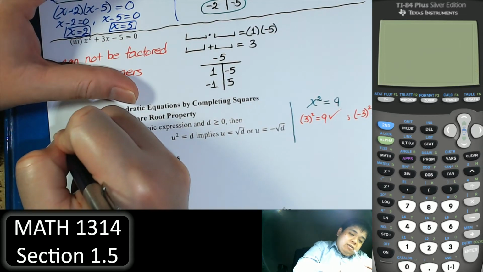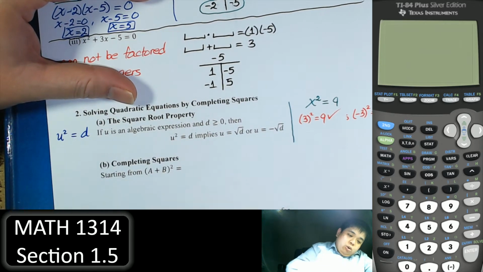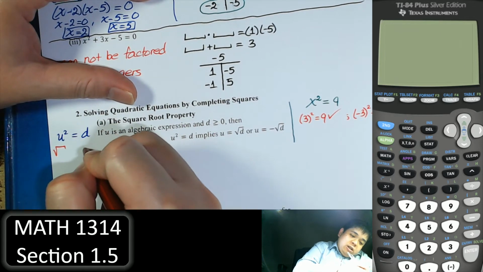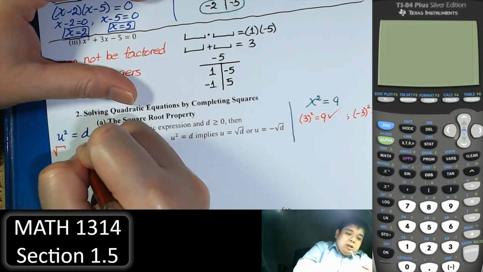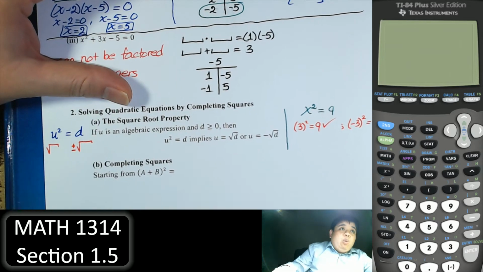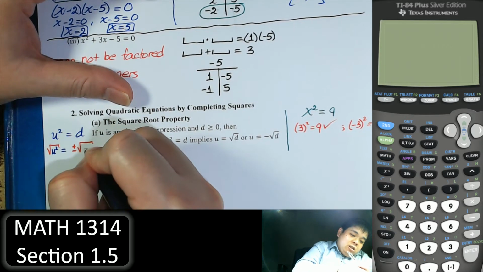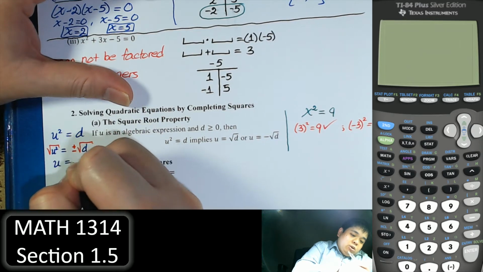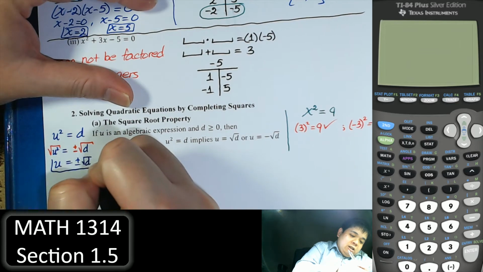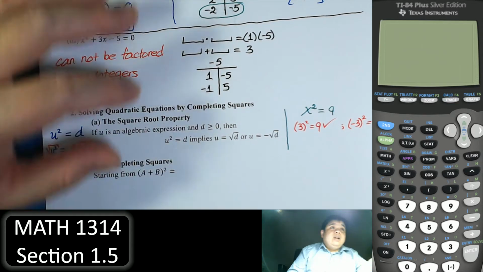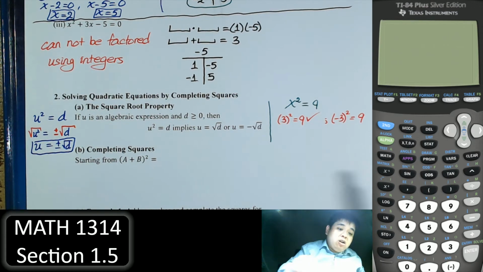Later on we can just do it like this. Let's say we have u squared equal to d. What we do is take the square root on both sides, but every time we take the square root on both sides it will be plus or minus. We will study this a little more in the next section. That gives us u equal to plus or minus square root of d. Right? We're going to use this property later, but now we have to focus on completing the square.